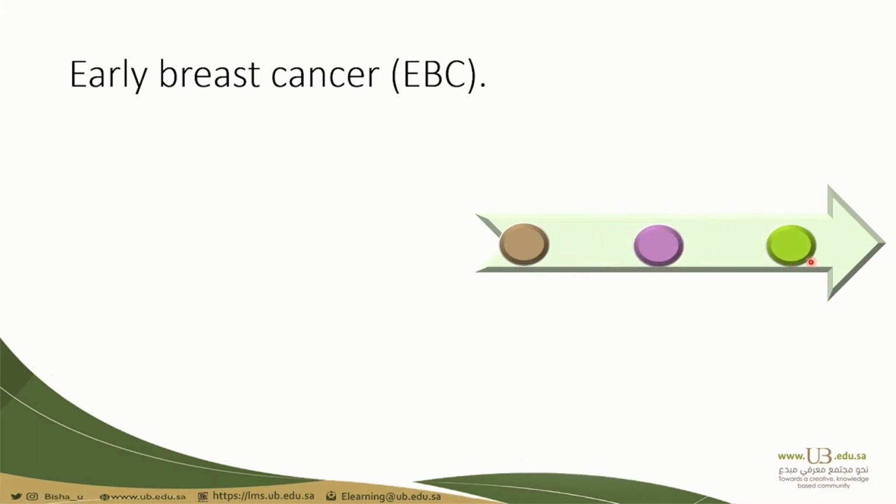Early breast cancer. This is the timeline of the patient who presents with early breast cancer, and the treatment will be as follows. First, the patient will undergo surgery, then will take adjuvant systemic therapy, and the patient will go for radiation according to the indications. If the radiation is indicated, the patient will go for radiation.